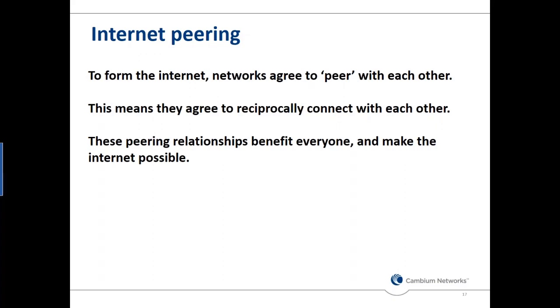So there are interesting pictures actually online of internet peering maps. If you look those up sometime, those are very interesting because it gives you an idea of the scale of individual networks that are connected to each other to form the internet. I think it's pretty interesting to see.